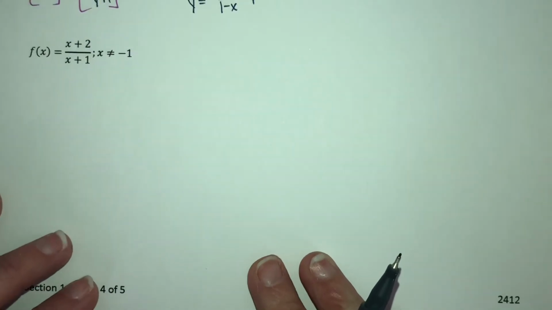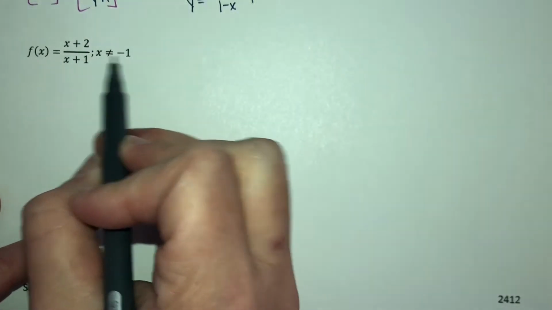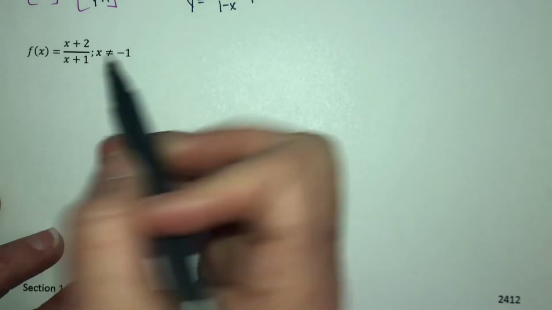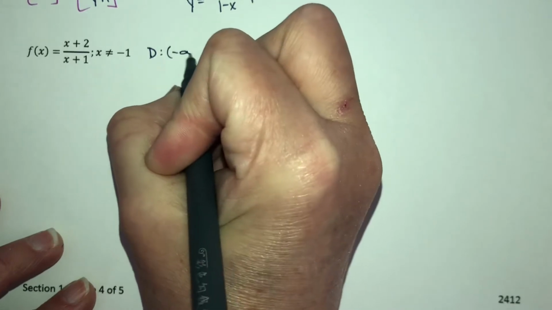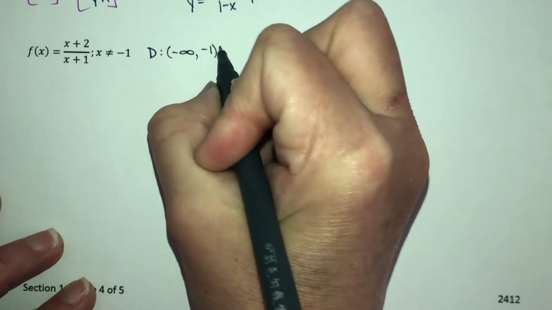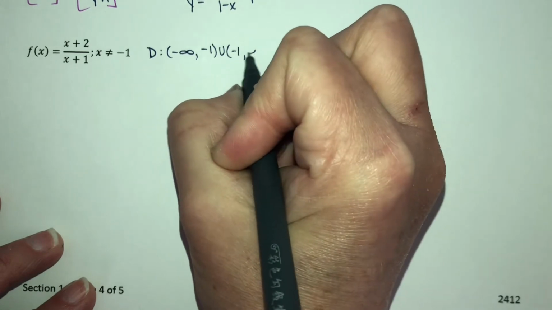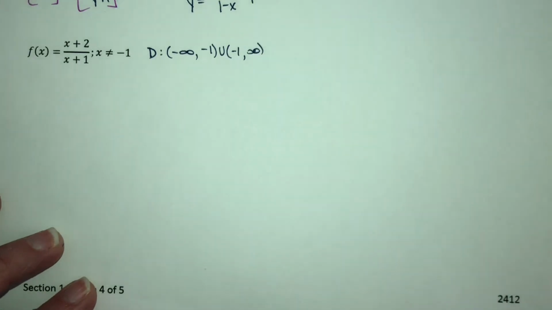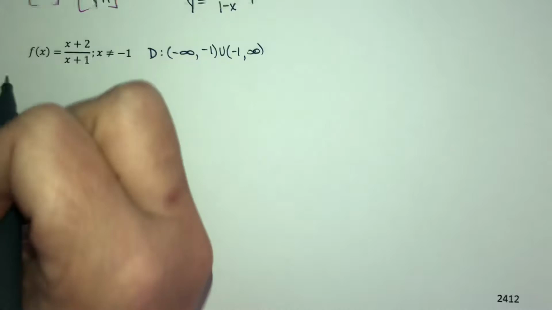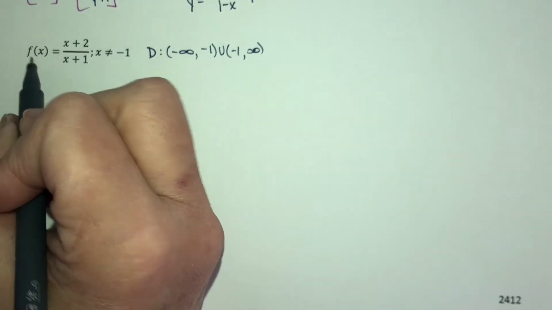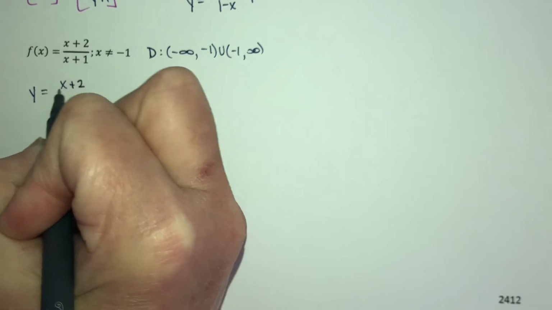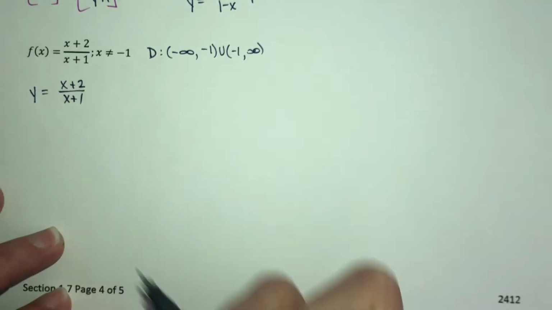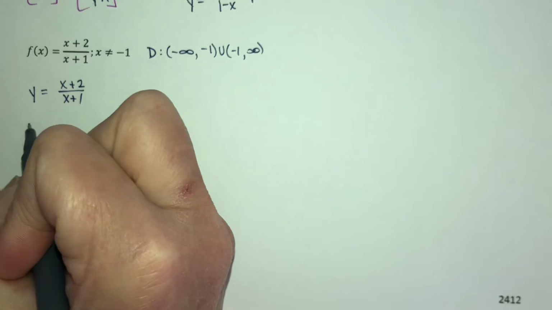Let's do the same thing here. We are already given a major part of our domain here. So the domain cannot equal -1. So -infinity to -1 union -1 to infinity. Now we just need to find the inverse in the range. So let's change this to y. Now switch x and y.